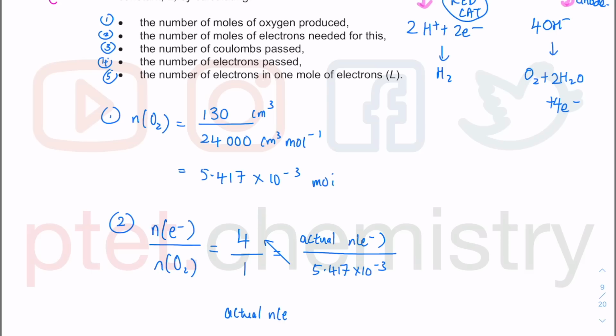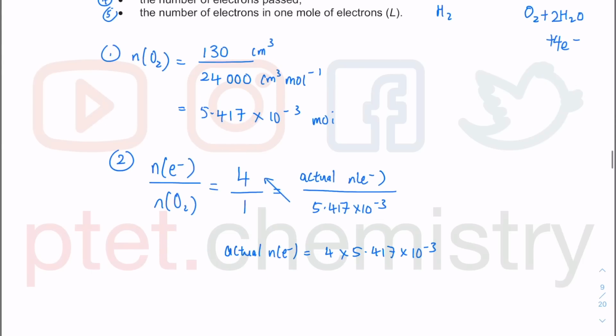So the actual number of mole of electrons is going to be 4 times that answer from the previous bit. 5.417 times 10 to the minus 3 times 4. This will give you 0.021668 mole.